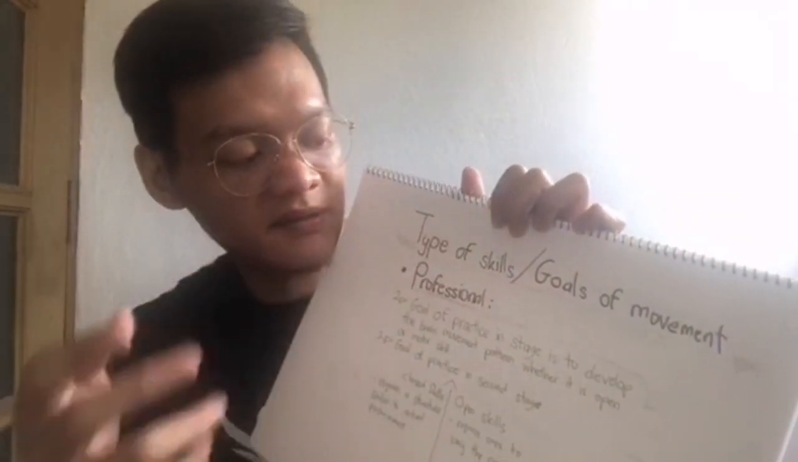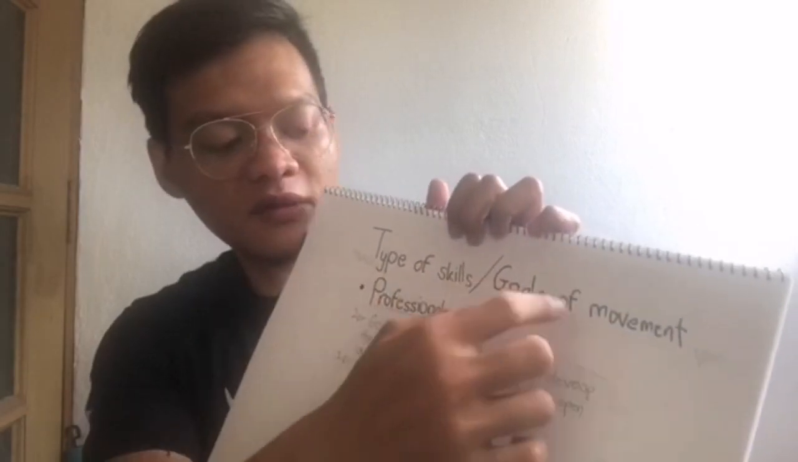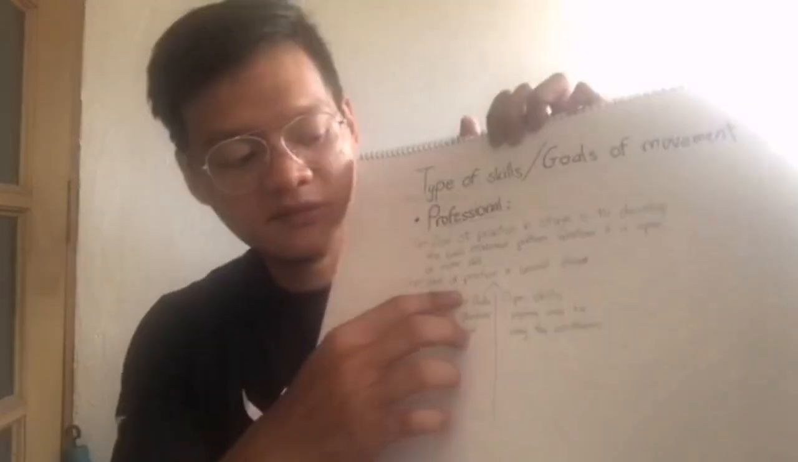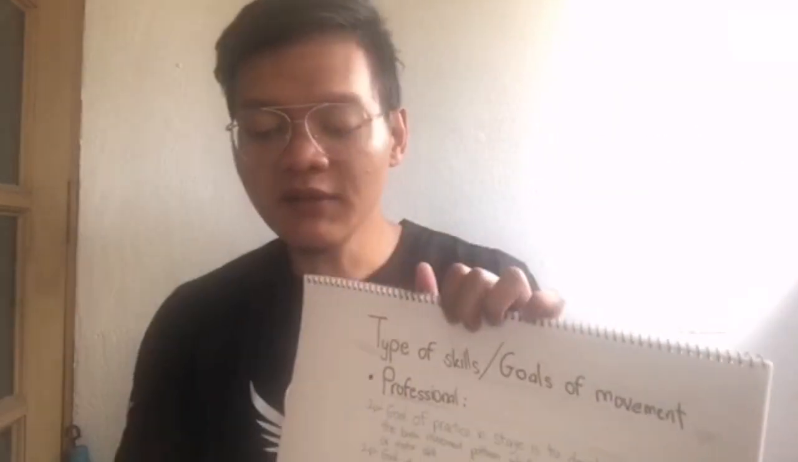Assalamualaikum. My name is Amirani and thank you to Mr. Hadi who presented before me. This is my topic for the presentation: type of skill or goals of movement. The goal of practice in the first stage is to develop the basic movement pattern, whether it is open or closed skill. The basic movement patterns are open, such as in netball and football, because the environment continually changes.